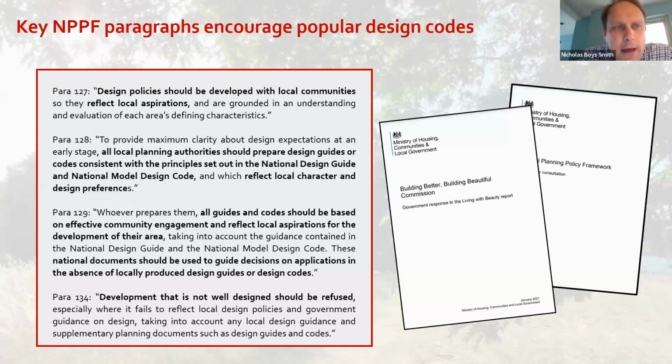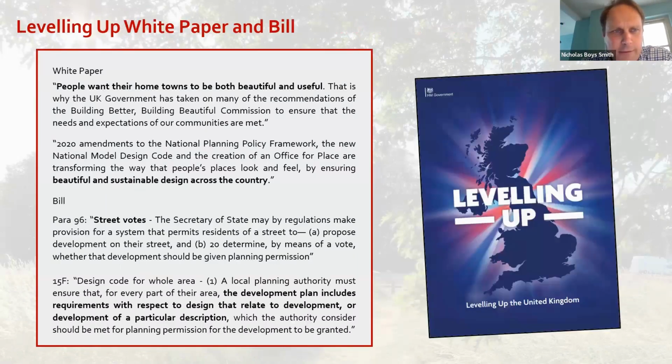Here we are. The NPPF has these specific asks, and many others that are relevant. Paras 127, 128, 129, and 134 are probably the most relevant for this conversation. That design policy should be developed in local communities, encouraging the use of the National Design Codes, encouraging development and plans that reflect local aspirations and effective community engagement. And then critically, as I just mentioned, development that's not well designed should be refused. I think that's the single most important change in the NPPF.